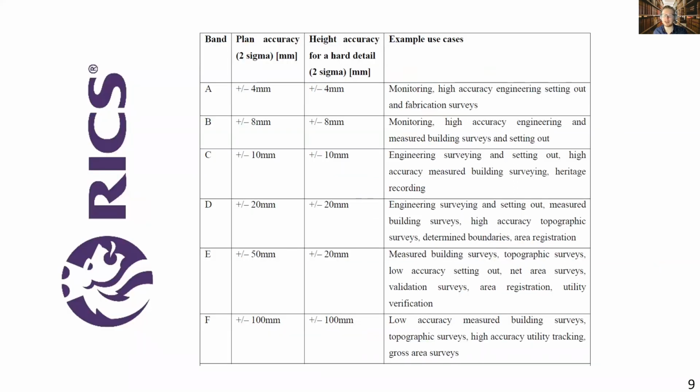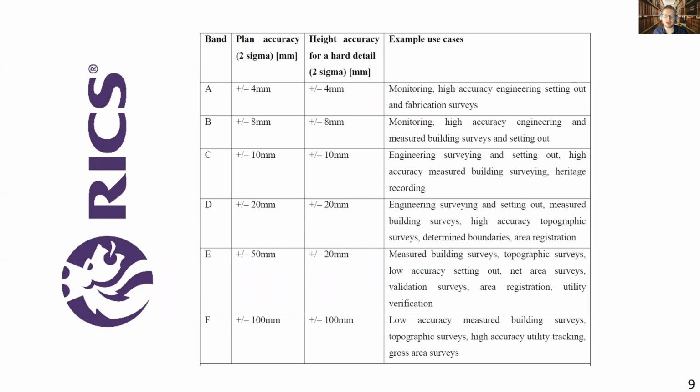Armed with this knowledge, we can now relate the standard deviation to guidance by RICS. RICS stands for Royal Institution of Chartered Surveyors in the UK, and they published the most general and internationally recognized guidance containing recommendations for specific professional tasks, seen in the last column. RICS defines a band table with accuracy recommended for different use cases, including engineering surveying, measured surveys, and many others. And here comes the thing. They define two standard deviations, so 2 sigma, as their measure of accuracy.